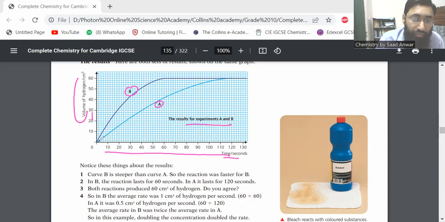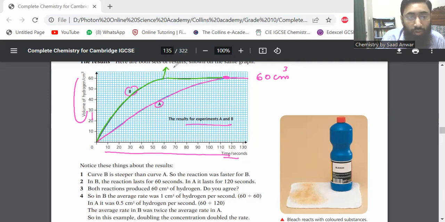Experiment A is taken, and the curve for experiment A goes like this. This is the final volume of hydrogen, and we can see the final volume is 60 cubic centimeter. This is the curve for experiment B. So what is the difference between the curve of experiment A and the curve of experiment B?